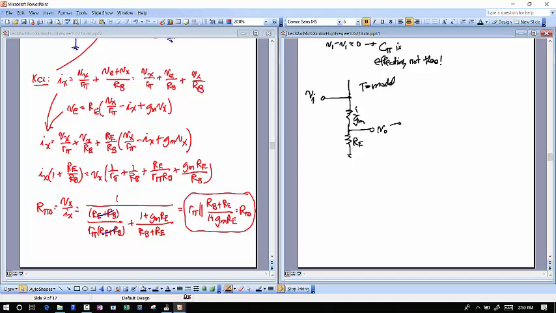Right away you can write that V naught over VI is RE over 1 over GM plus RE. Okay, right away. But I hope you don't have to think of the T model. If you do, that's okay. But hopefully you can just look at this, see the transistor, not see the model, and just looking at the transistor, you know what that is. Just like you look at a resistor, you know V is equal to I times R.